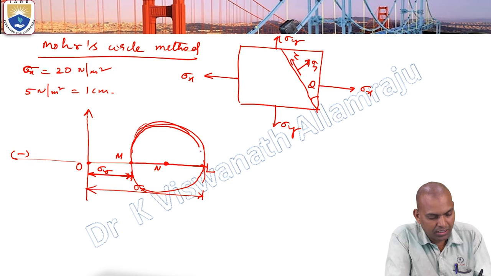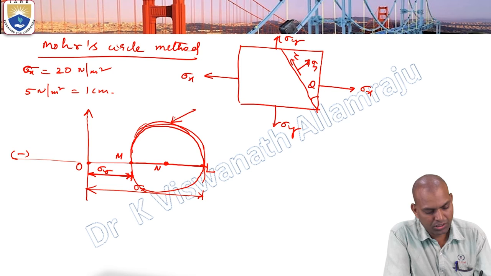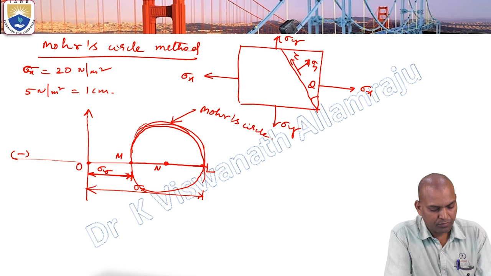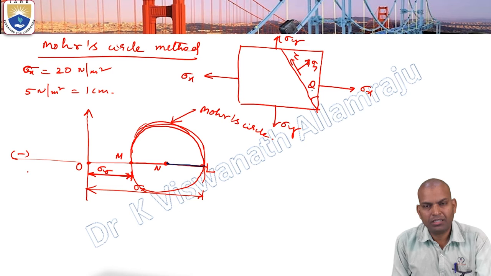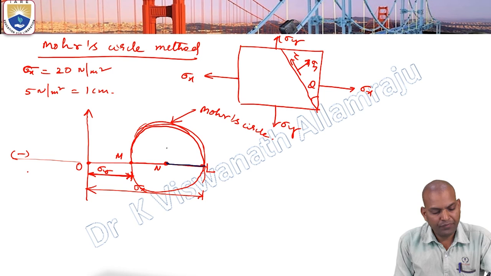Draw a circle. That circle is known as Mohr circle. Now take the reference of NL. With this reference line, consider the oblique plane with inclination theta. Make an angle of 2 theta here. This is 2 theta.